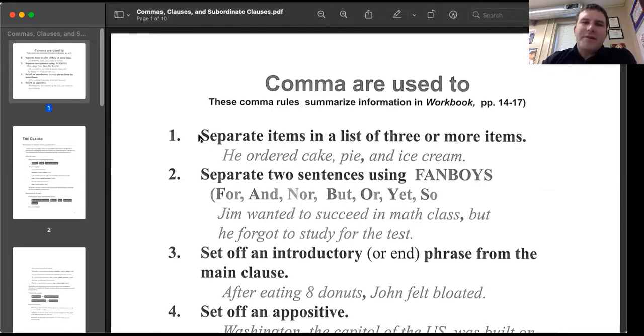So the first main use that you'll see is separating items in a list of three or more. This is called the Oxford comma. So he ordered cake, comma, pie, comma, and ice cream. So there you go. That is the Oxford comma. So if you have a list of three or more, you need to put a comma between each item and before the conjunction right there.